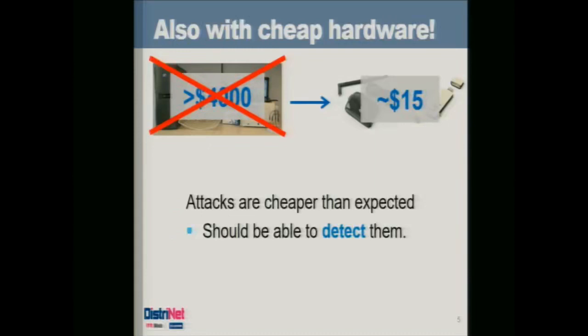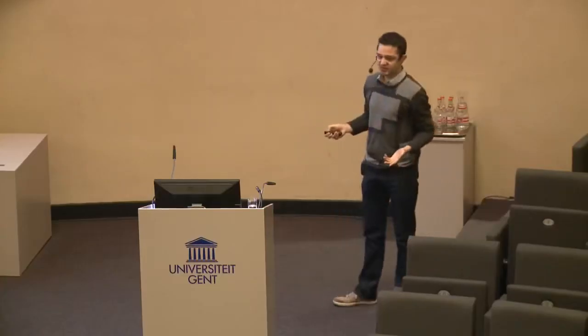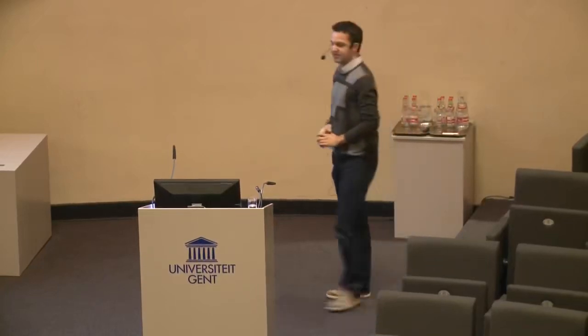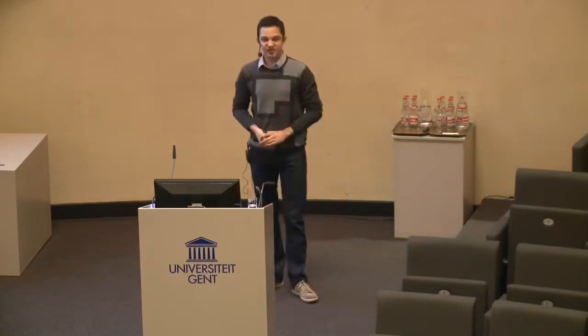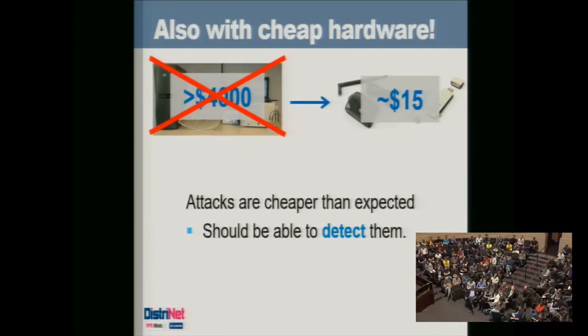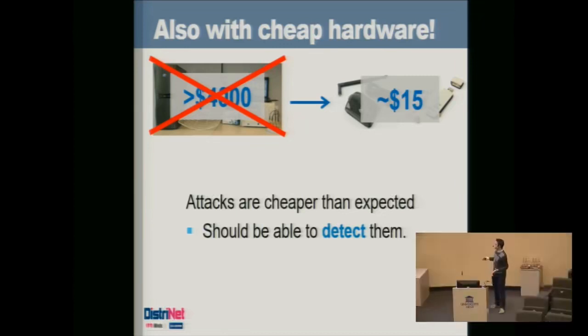In other words, these attacks are cheaper than expected, so as a defender you should at least be able to detect them. Let's say, for example, you have a security camera which works over the same frequency as Wi-Fi, then you should at least be able to detect that you lost connection to this device. It may be because the battery ran out of the camera or something else, or it might be because there is actually an attack going on.